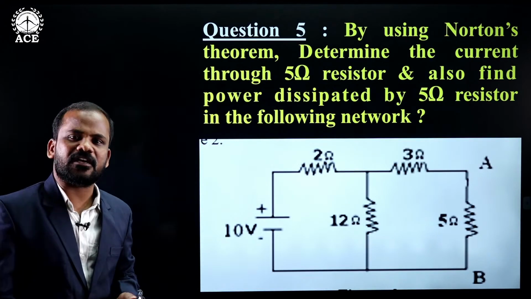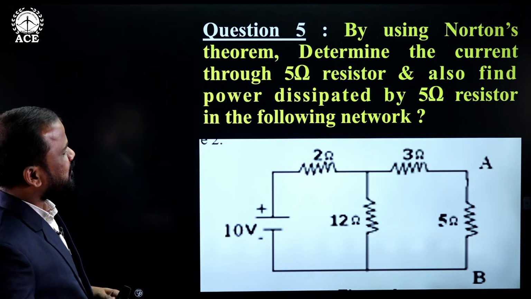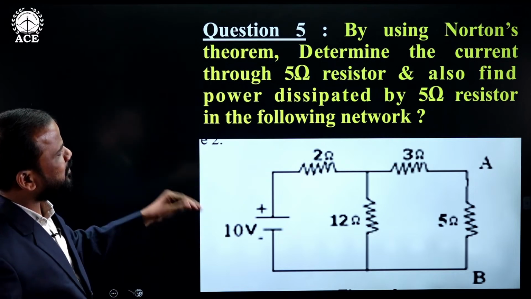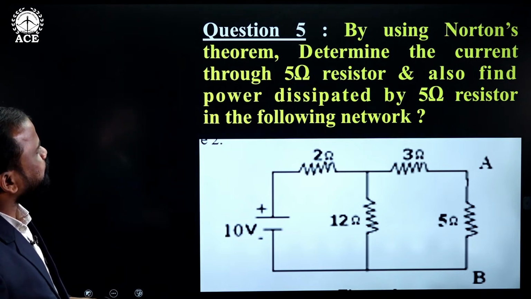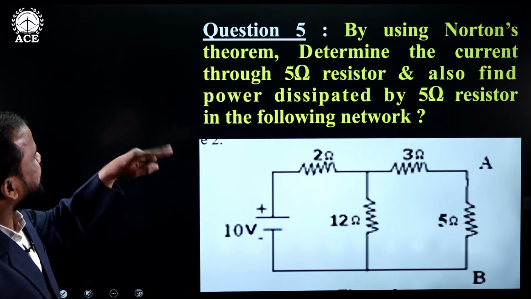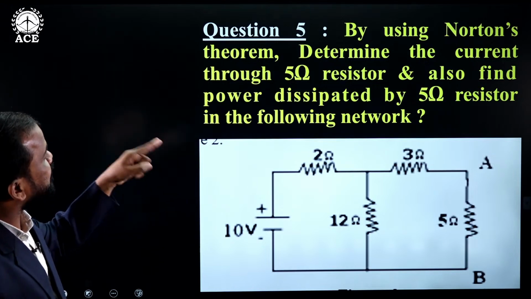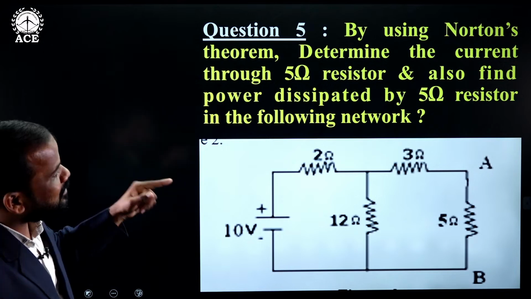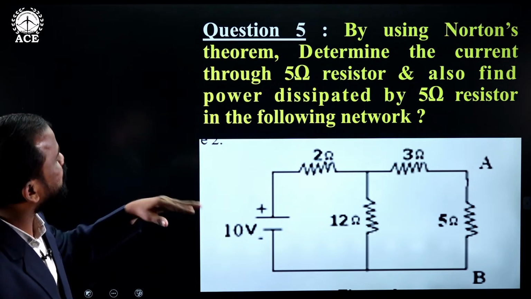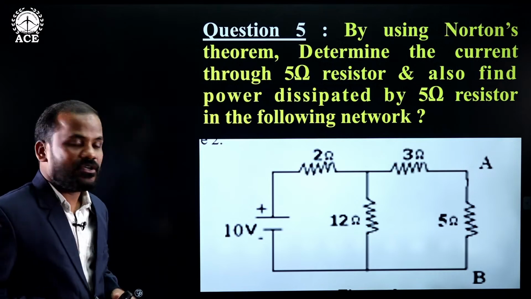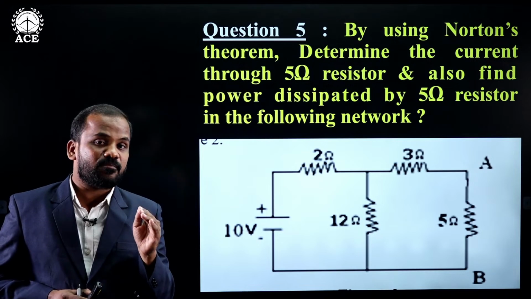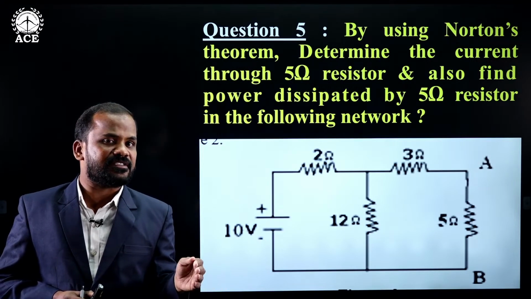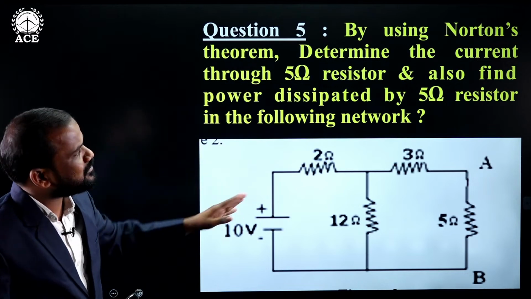Now the last topic is Norton's theorem. Here we consider a problem that is most of the time repeated in the university examination, so that is why I have taken this. See here, by using Norton's theorem, determine the current through the 5 ohm resistor and also find the power dissipated by the 5 ohm resistor in the following network. Here the most important point is that 50% of the procedure we followed in Thevenin's theorem is the same as in Norton's theorem also.